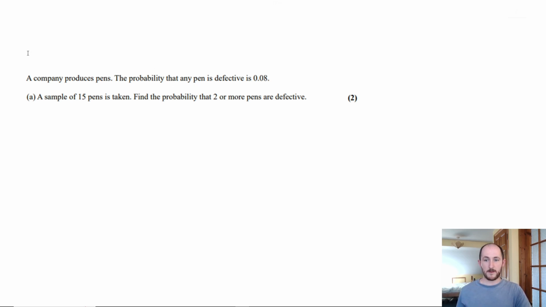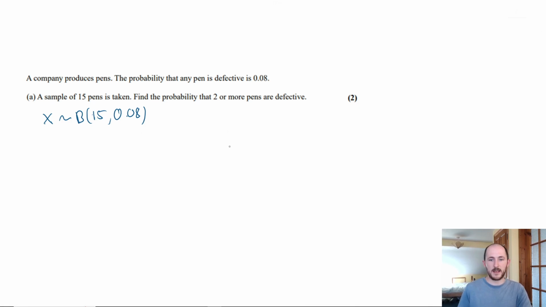But for those of you that have already done it, let's say a company produces pens. The probability that it's defective is 0.08. A sample of 15 is taken. Find the probability that 2 or more are defective. So again, we're going to do this as a binomial distribution. What is the sample size? It's 15. What is the number of trials? It's 15. And the probability of success is 0.08. There's a 0.08 chance that a pen is defective, and we're looking for defective pens.